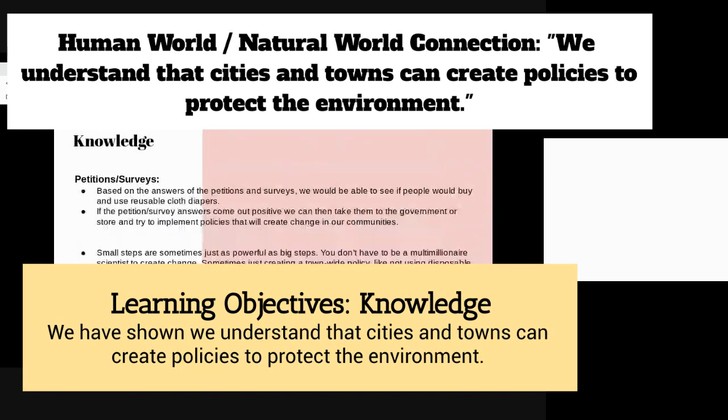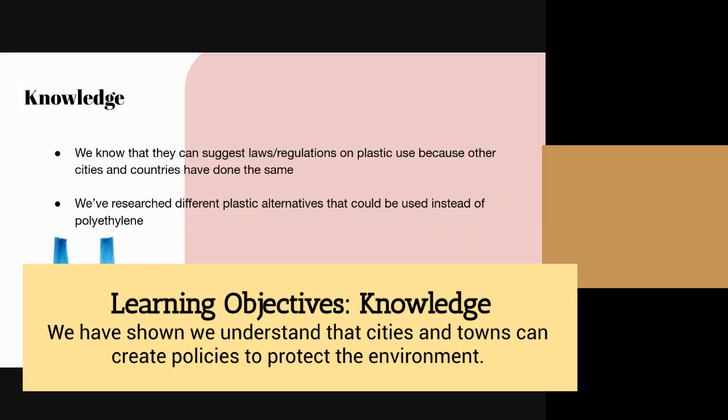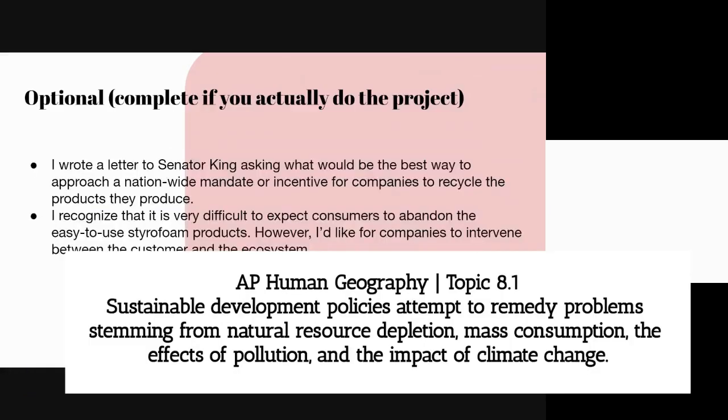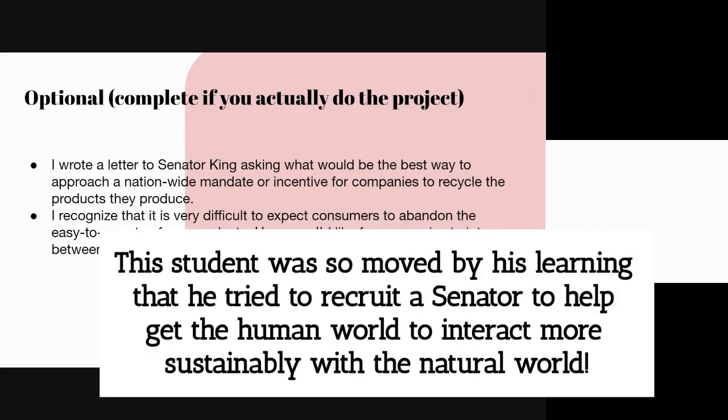But we understand that cities and towns can create policies to protect the environment by knowing that when a community comes together and agrees on what needs to happen in order to make a change, like implementing cloth diapers. We know that we can suggest laws or regulations on plastic use because other cities and countries have done the same. And I did send a letter to Senator Angus King asking him what would be the best way to approach this idea.